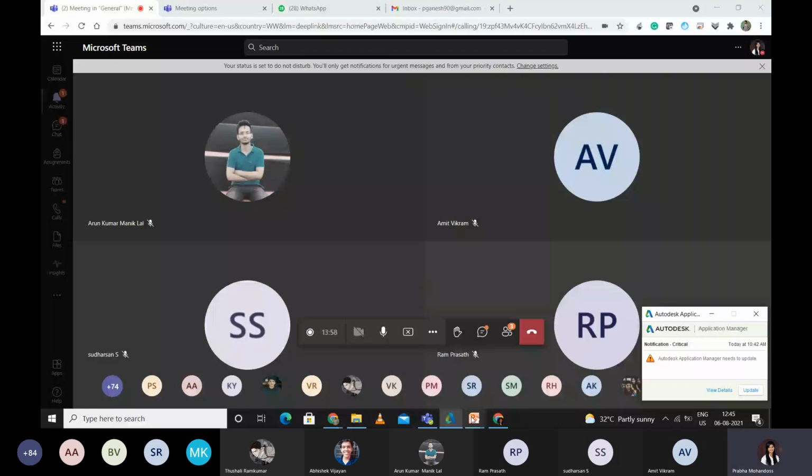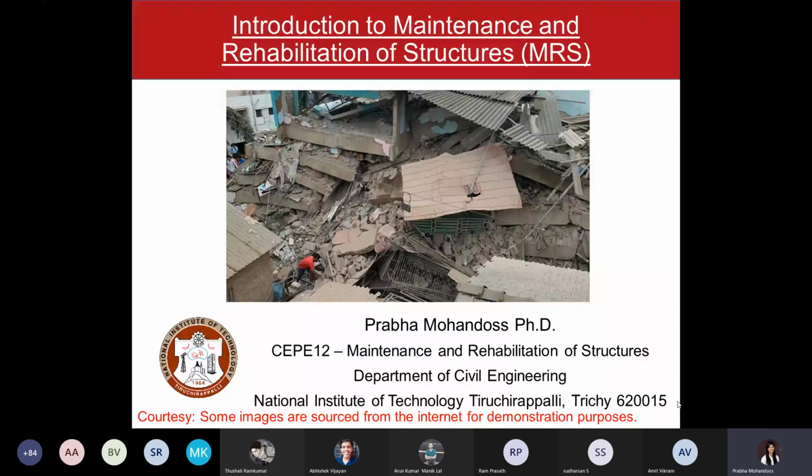So in this course, we'll look in detail at the need for maintenance and how we can enhance the performance of structures by doing regular maintenance, and if required, rehabilitation of the structure.